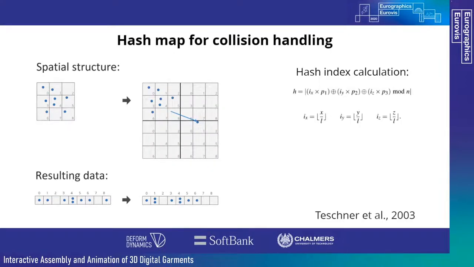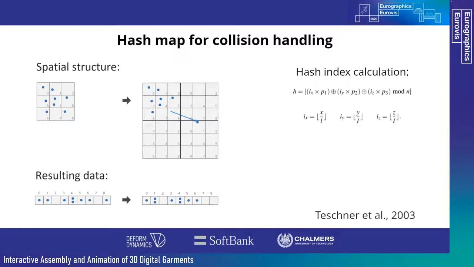Since the hash map will have to be updated each frame according to the character animation, it is very important that this process is fast. Therefore, we insert each triangle in parallel on the GPU. The index at which the triangle is inserted depends on the hash index, which we calculate using the hash function proposed by Teschner et al., where n is the hash map size, l is the cell size, and ix, iy, and iz represent the triangle position in grid coordinates.